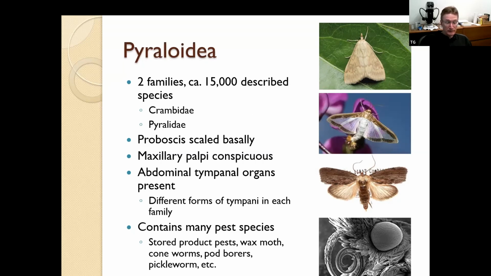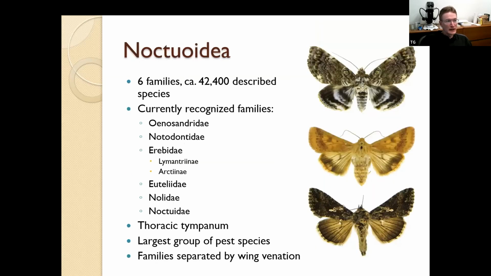The proboscis is scaled, as I mentioned before, and the labial palpi are, again, more like a tortricid in most cases and not coming up over the head like you would find in a Gilligan. And then we come to the noctoids. This is the largest superfamily of moths. It contains 6 families currently.